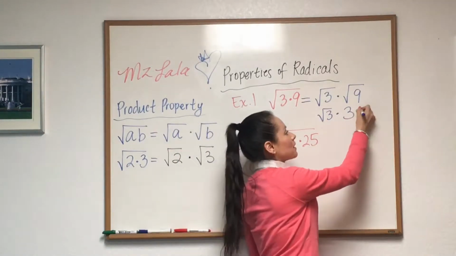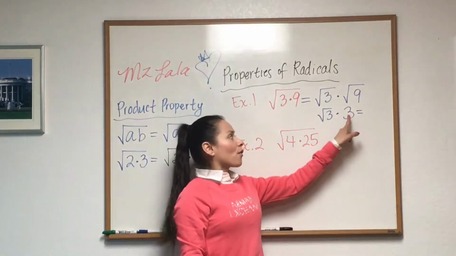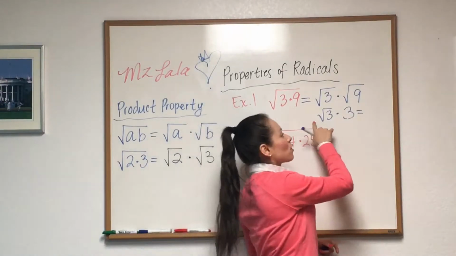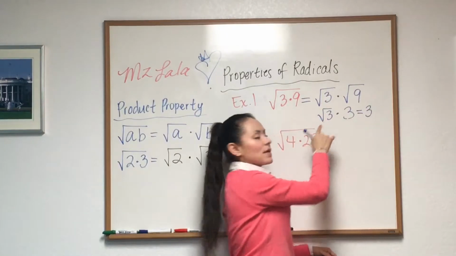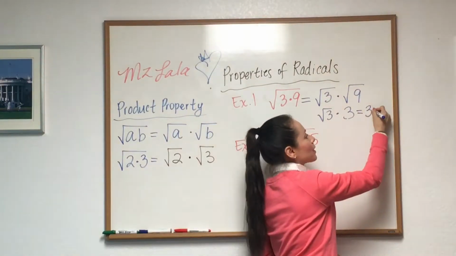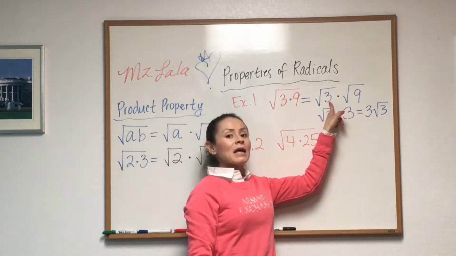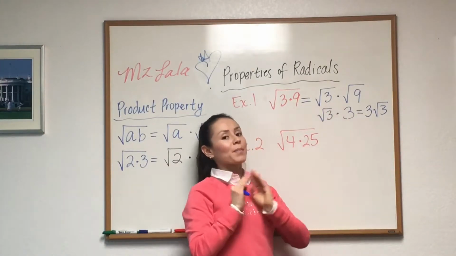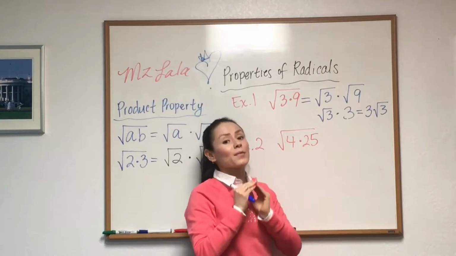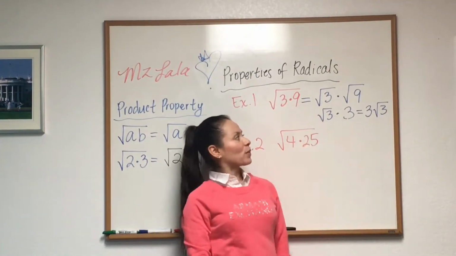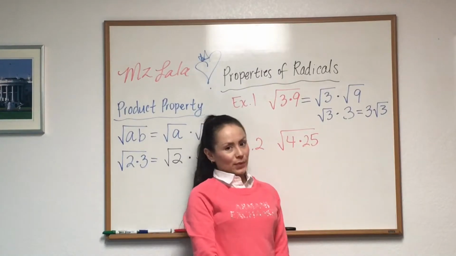So how do we put this as our final answer? Well, this whole number, since it doesn't have the square root anymore, goes in the front of this square root. So our answer would be 3 square root of 3. Anything that doesn't have a perfect square, which means it doesn't have a pair, a number multiplied by itself, stays inside the square root. So your answer for this problem would be 3 and the square root of 3.